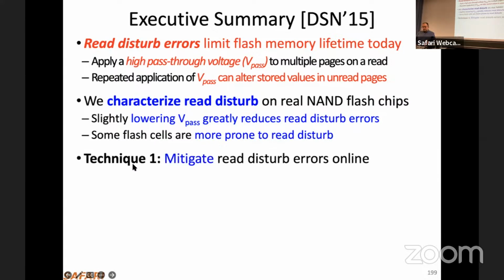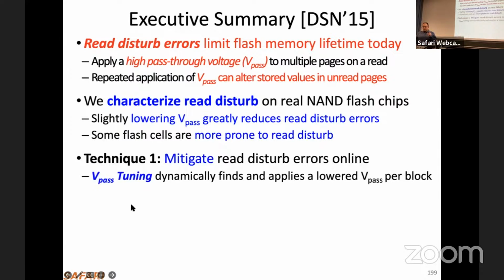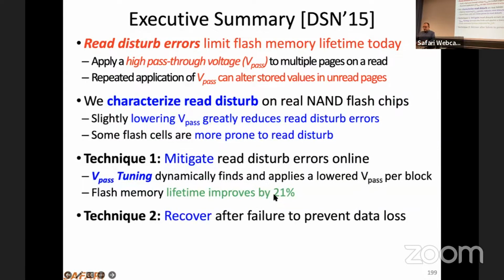So the first technique, based on the first characterization result, is that we mitigate read disturb errors online by tuning VPass dynamically to find and apply a lower VPass per block. And with that, flash memory lifetime improves by 21%. And the second technique, we recover after failure to prevent data loss.